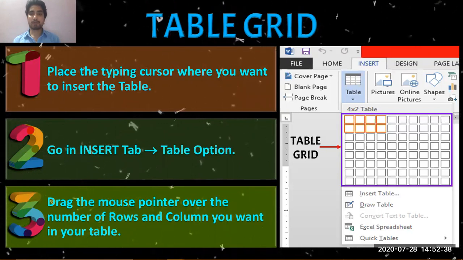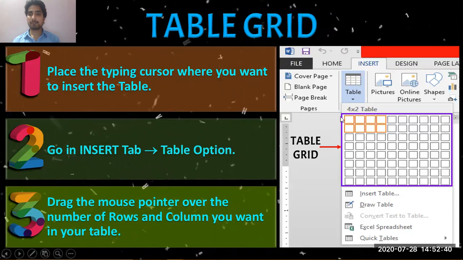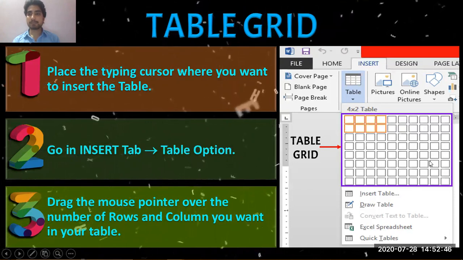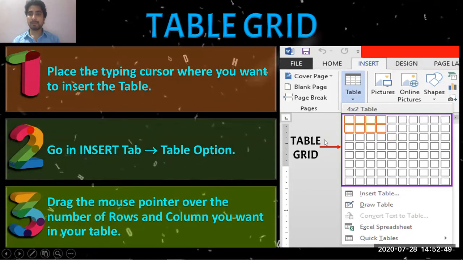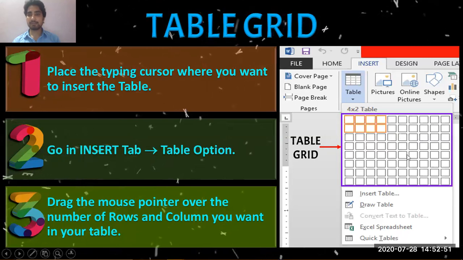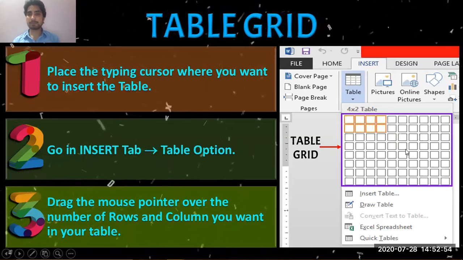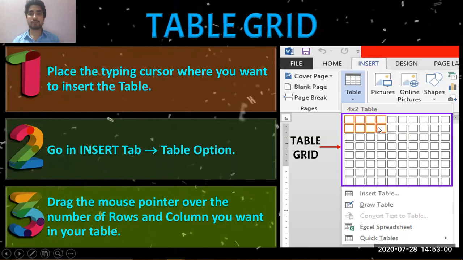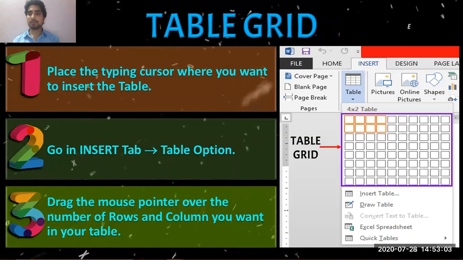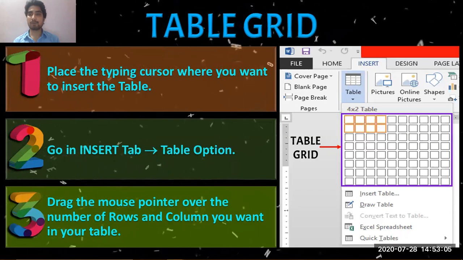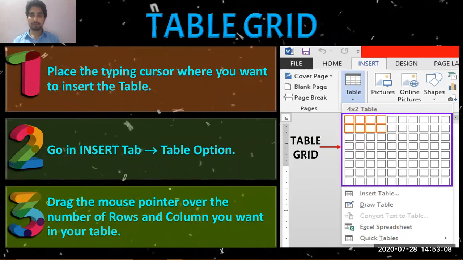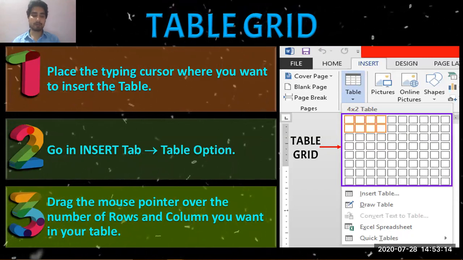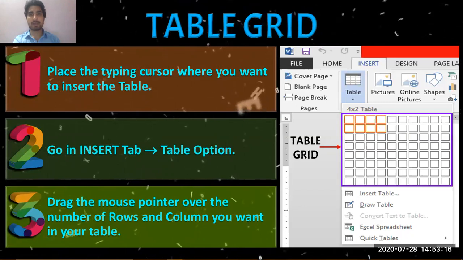Now in that drop down menu, you can see inside this purple box, there are several small boxes available. This is called the table grid. On the right side picture, you can see the small boxes. This is the table grid. Now in this, you have to select the number of rows and columns as much as you want in your table. Just click on the boxes, select the number of boxes in the rows and columns which you want in your table, and that will be inserted in your MS Word document. So let's see this practically on MS Word application.